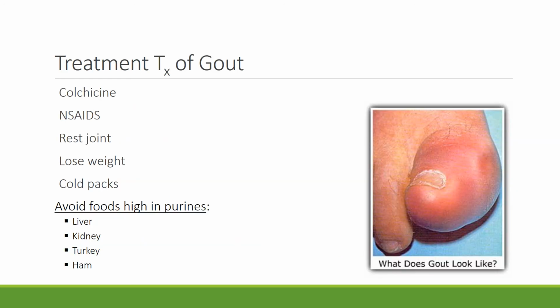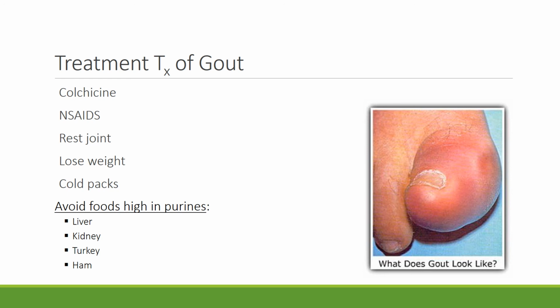Gout is usually treated with a drug called colchicine. Colchicine works by decreasing swelling and lessening the buildup of uric acid crystals that cause pain in the affected joint. NSAIDs are also effective in treating gout. It is important to rest the joint, to lose weight, and to use cold packs.